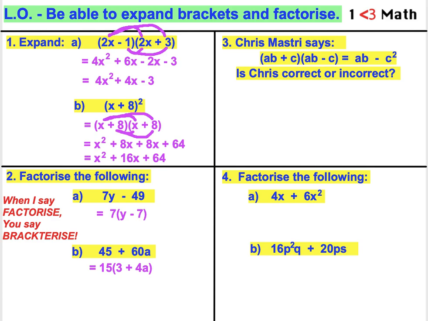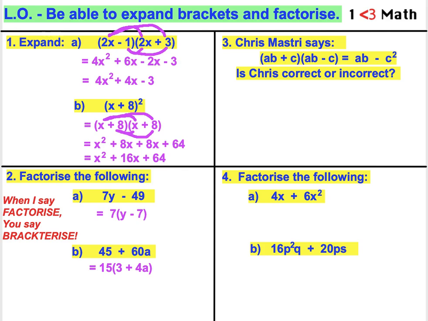Now question 3 says, Chris Mastry says, we've got AB plus C in the first bracket multiplied by AB minus C in the second bracket, and he says that equals AB minus C squared. Now, is Chris correct or incorrect? Possibly you might be able to identify straight away whether he's correct or incorrect, but it's always worth, for these questions, displaying your reasoning, and that can be mathematical methodology.